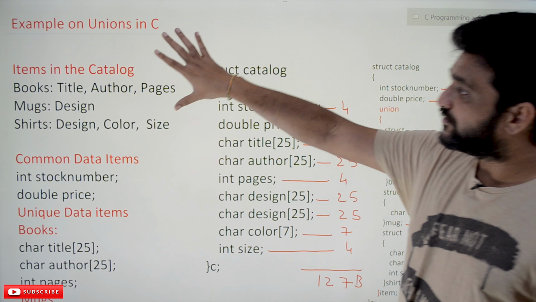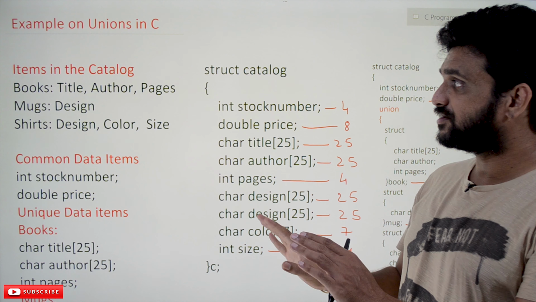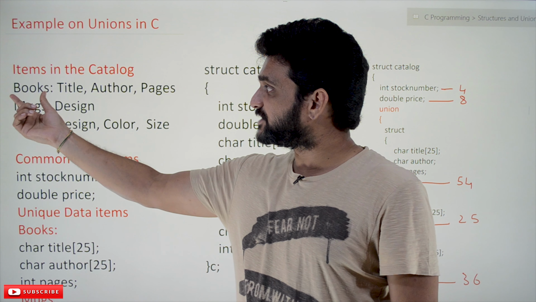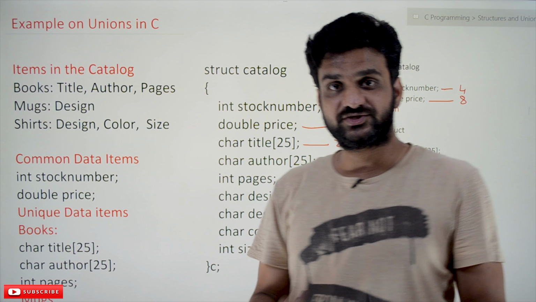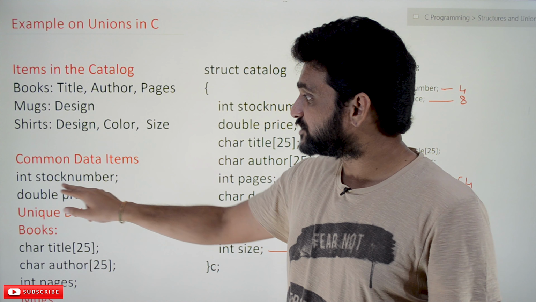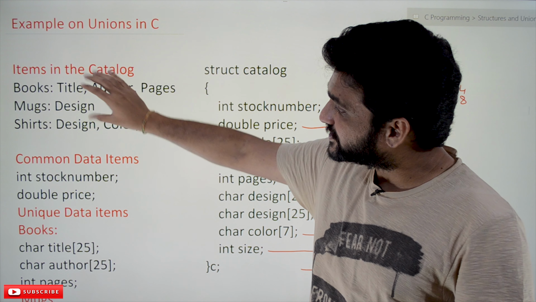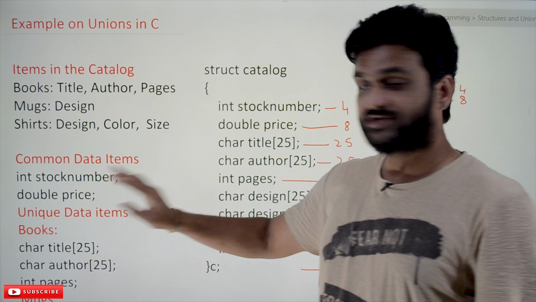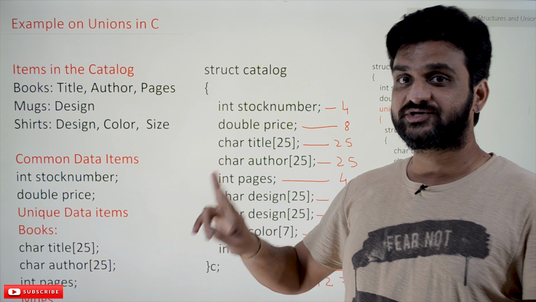So we are writing a program for a catalog. We are trying to prepare a catalog, and this catalog has three items: books, mugs and shirts. These are the three items available in the catalog, and for all three items, the common data items are stock number and price. So these are the two data items which are common.